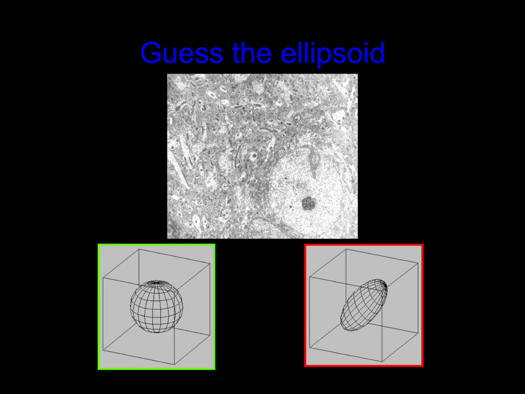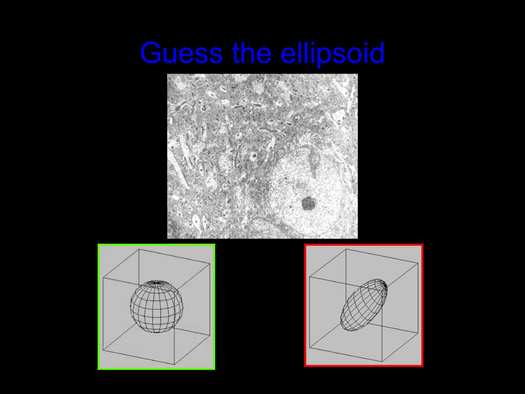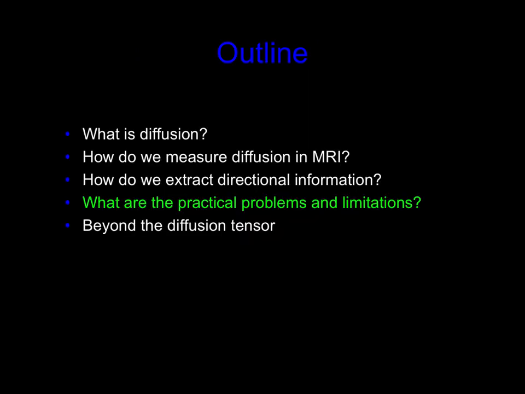Okay, so now here's an electron micrograph of gray matter. So we have lots of different types of cell bodies and extracellular matrix. Who thinks the best representation of this will be the football-shaped ellipsoid? That's red. Okay, who thinks it will be the spherical one? That's green. Yay, very good. Okay, enough fun.